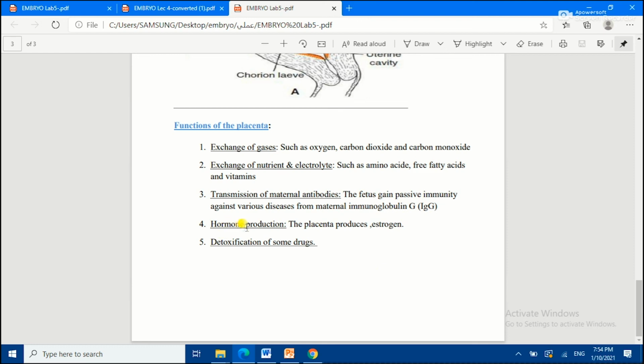Hormone production. The placenta can produce some hormones, like estrogen. Okay, and the last one is detoxification of some drugs. So it just works as a filter for the baby, to protect him from the drugs that the mother has taken.